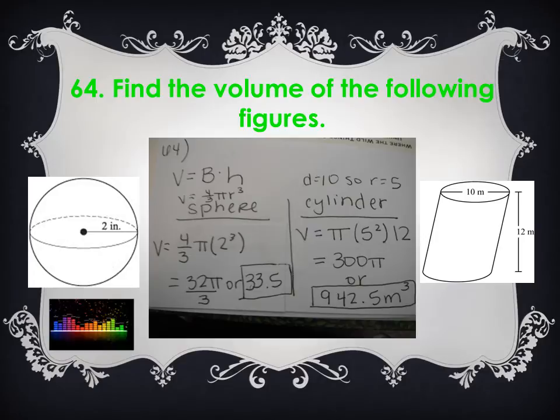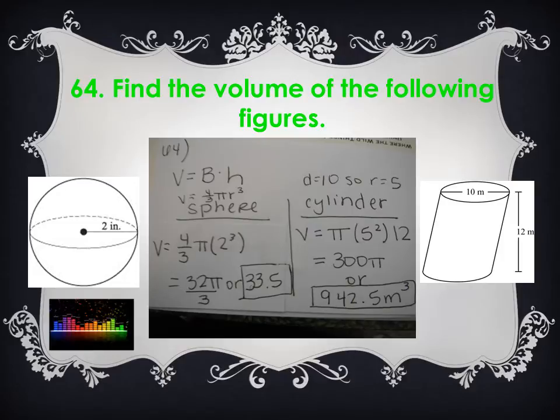This problem asks us to find the volume of the two figures. The volume formulas for a sphere and for a cylinder are given to you on your formula sheet. The volume for a sphere is 4/3 pi r cubed. In this problem, the radius of the sphere is 2, so we substitute 2 in for the radius, and we can put the rest into our calculator. Don't forget to use your fraction button for 4/3.